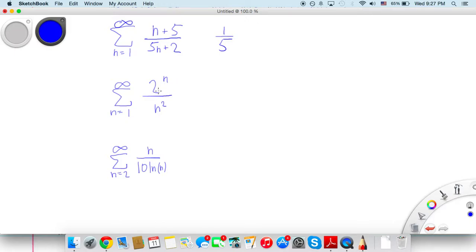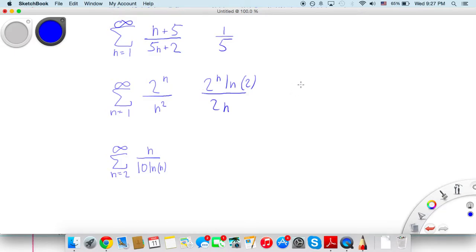Over here, if we just plug in infinity, we get infinity over infinity, so we have to use L'Hopital's rule. So differentiating once, we get 2 to the n times ln of 2 for the top, and the derivative of the bottom is 2n. So again, we still get the indeterminate form infinity over infinity, taking this limit.